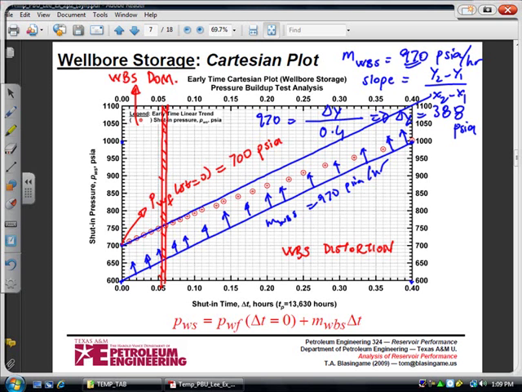So what I did was, summarizing it, I found the wellbore storage slope from the log-log plot, and then I used that slope value on this, and I am forcing it. That's the idea. Okay? So in other words, I am making sure that the value for the slope is correct. Okay?